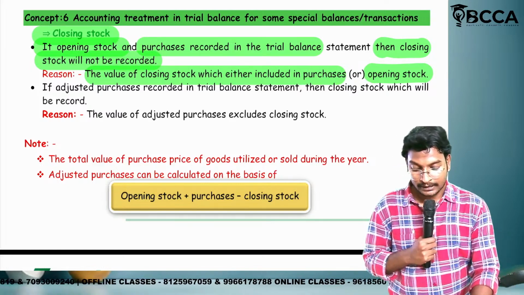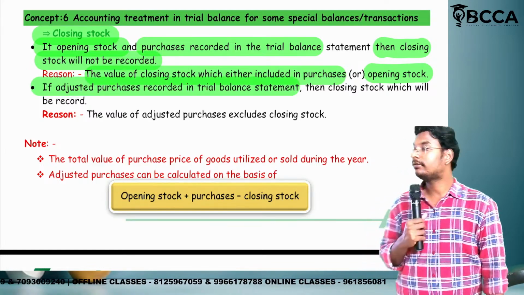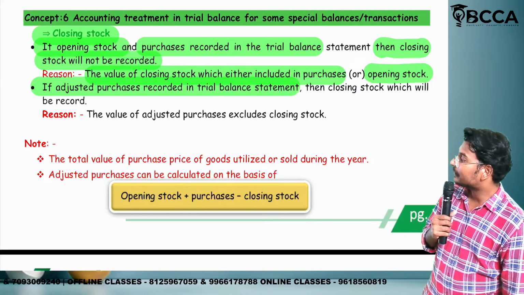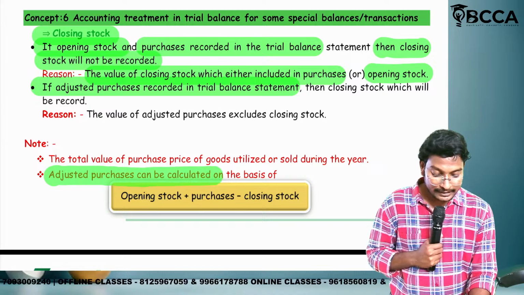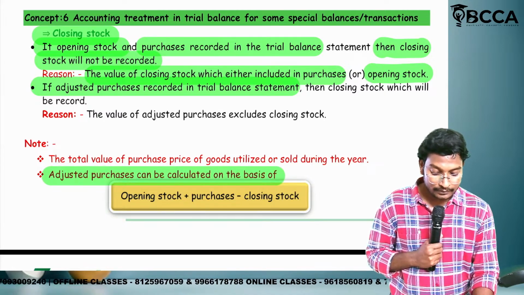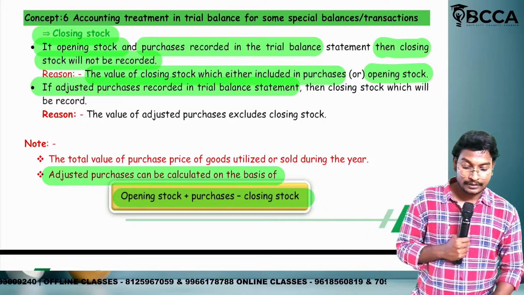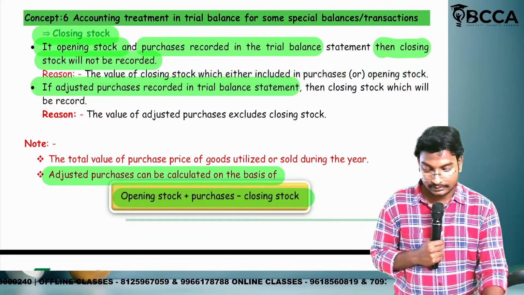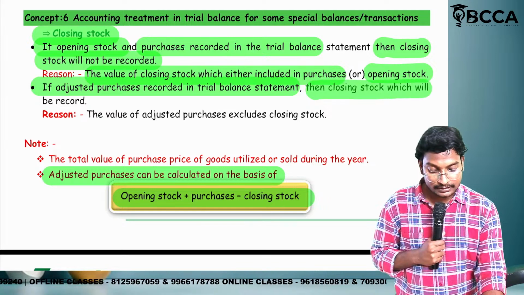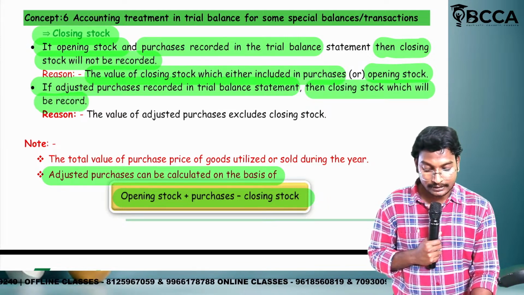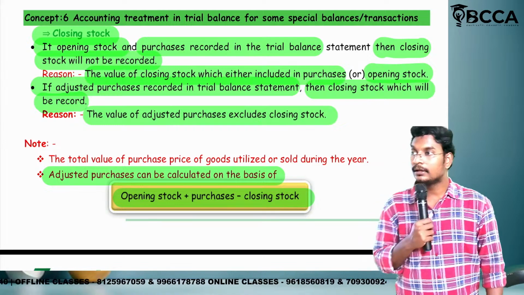Next, if the adjusted purchase is recorded in the trial balance statement, only adjusted purchase is recorded. What is the adjusted purchase formula? Adjusted purchase is calculated on the basis of opening stock plus purchases minus closing stock. Then the closing stock will be recorded. The reason is that the value of adjusted purchases excludes the closing stock.